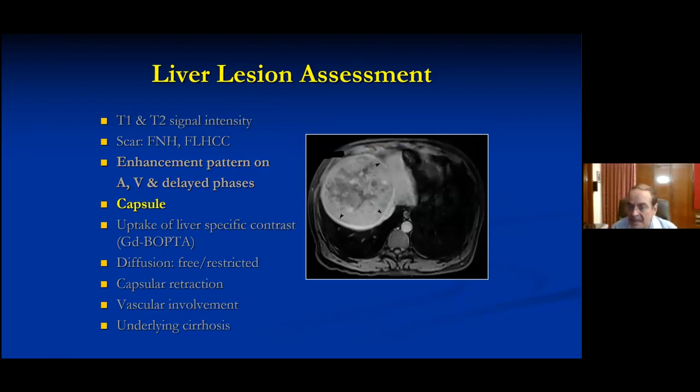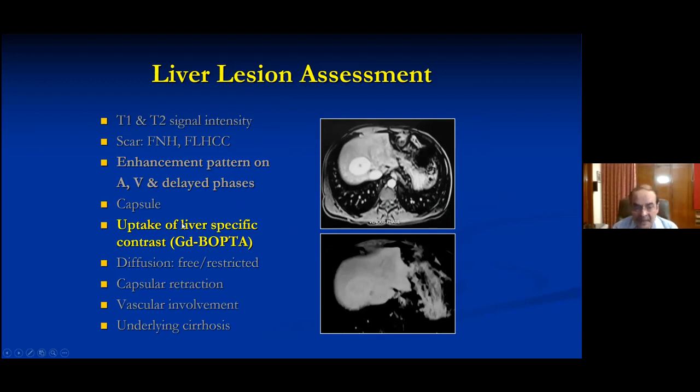Presence of a capsule helps you to narrow down your differential diagnosis. Notice this T1 weighted delayed image showing you this enhancing rind of tissue at the periphery of the lesion, which is the capsule. HCCs in the Asian context tend to be encapsulated more often. On the other hand, lesions like metastatic deposits do not have a capsule.